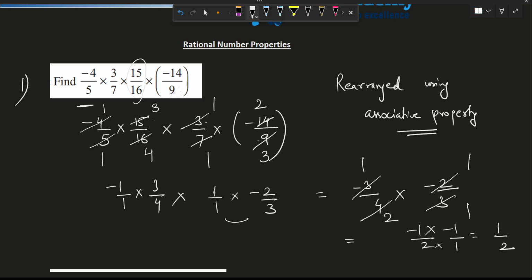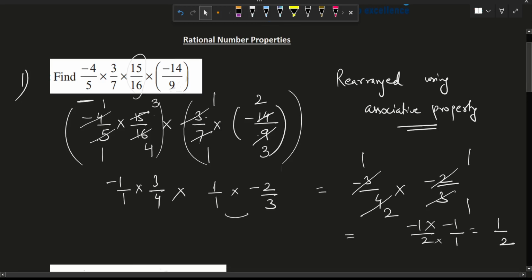So you multiply, and anyhow you can cancel from here also, but I just rearranged them. I made them in different pairs and then solved them first. So I got an easier way to get my answer. I hope this is clear. Please pause the video, try this question on your own, and then move on to the next question.